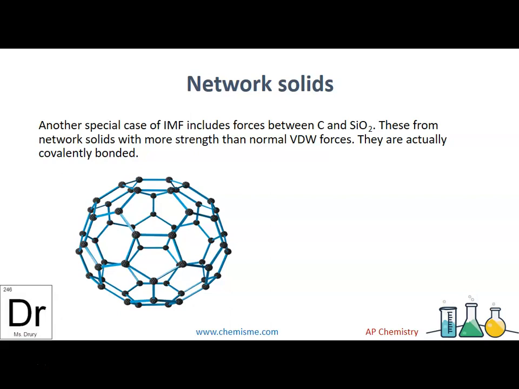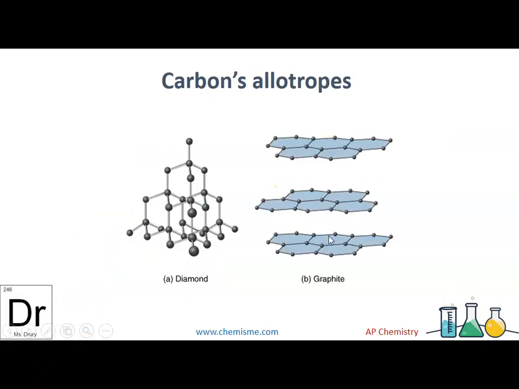We also have another special case of intermolecular forces occurring between carbon atoms and silicon dioxide molecules. These form network solids, with forces stronger than the van der Waals forces that you would have originally thought they had. They're actually covalently bonded. So one of my favorite network solids is the buckyball, which you've probably seen in my classroom, where carbons are bonded at a 120-degree angle from each other. Kind of like the graphite in one of the carbon's other allotropes.